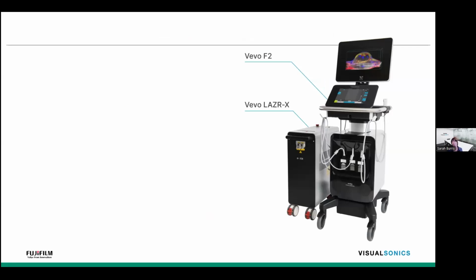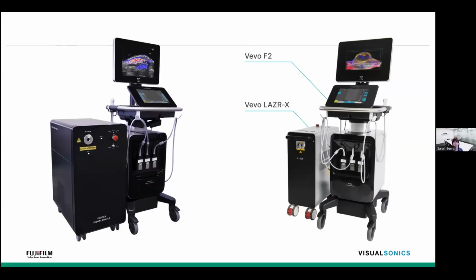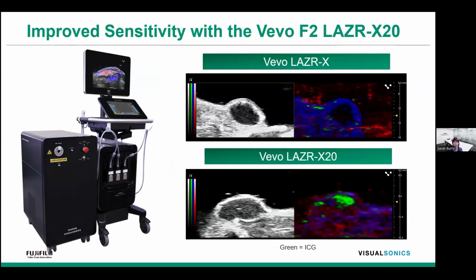Now, as I mentioned, the predecessor to the X20 was something called the Laser X. That is a slightly smaller platform than the Laser X, but the added benefit that you get from this system is that it has improved sensitivity. So here we're just looking at a subcutaneous tumor image with the Laser X versus the X20, and the green signal that we see is actually circulating ICG, and we can see far greater signal in the tumor image with the X20 than that image with the Laser X.